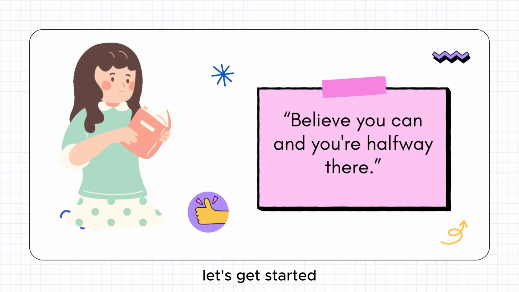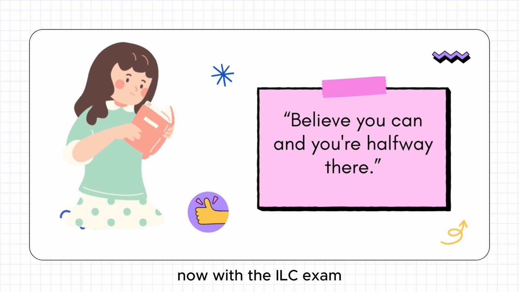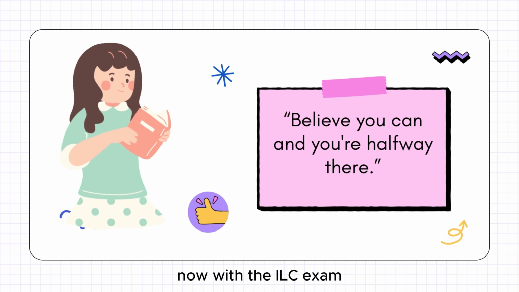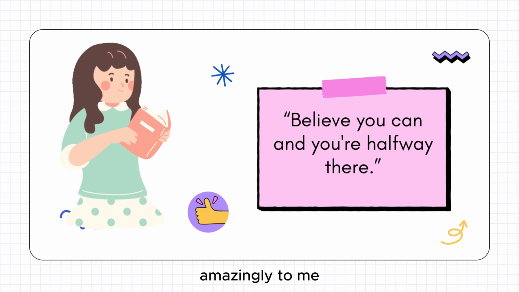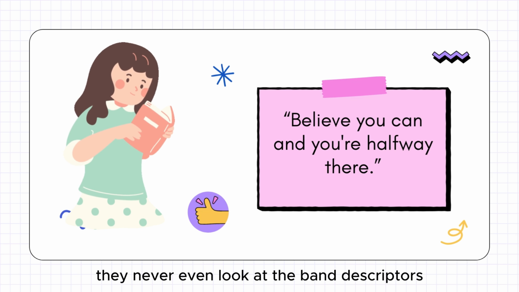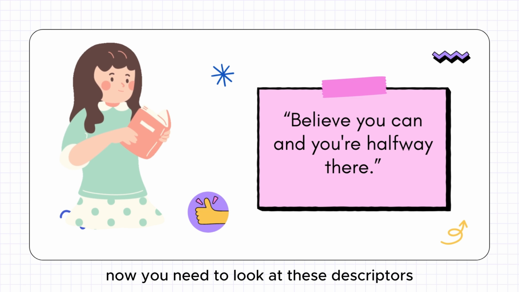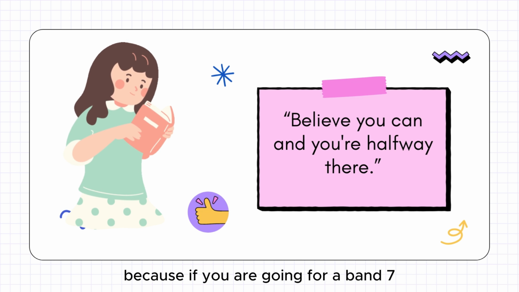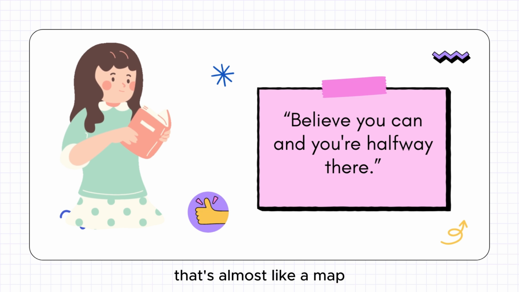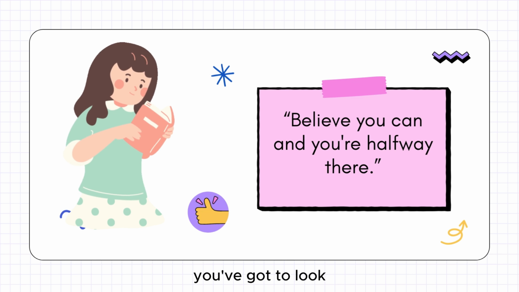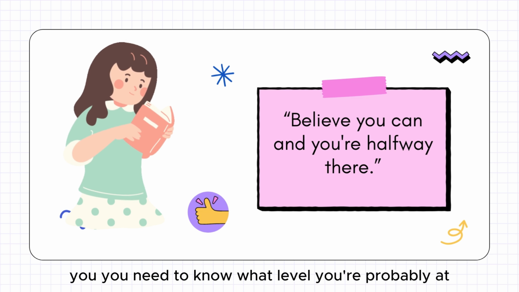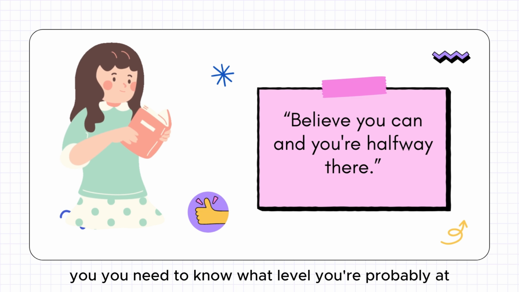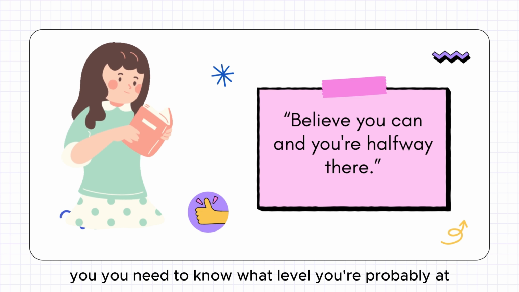Let's get started. Now, with the IELTS exam, a lot of students, amazingly to me, they never even look at the band descriptors. Now you need to look at these descriptors because if you are going for a Band 7, that's almost like a map. You've got to see what the examiner is expecting from you. You need to know what level you're probably at and what you need to do to get to the level you want to be at.